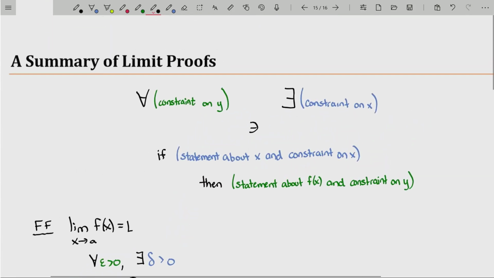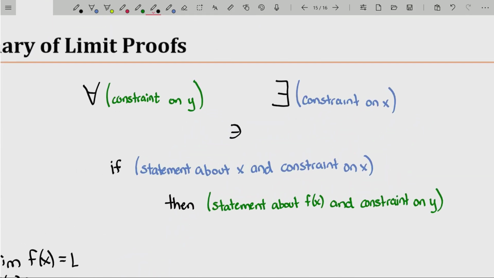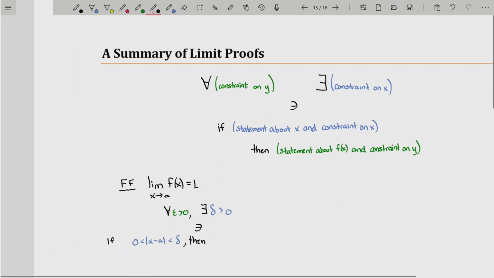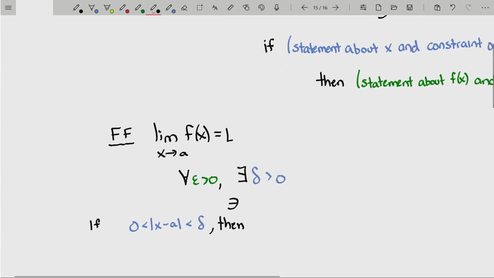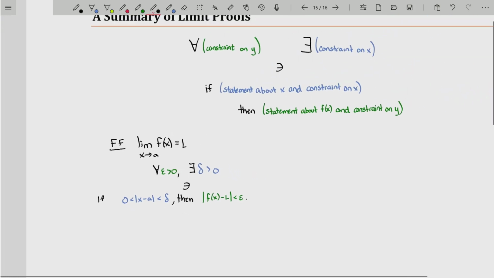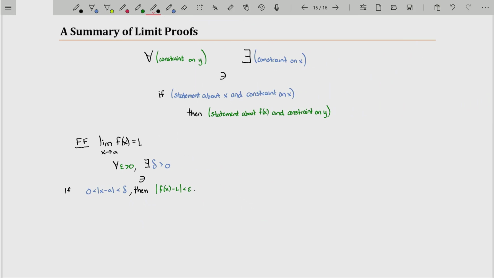And then the then statement is a statement about the function and the constraint that you have way up here on y. So let's see. In the finite-finite case, or the epsilon-delta case, the statement about the function is the function's getting really close to the limit L. And the constraint is we have an epsilon neighborhood. So that means that we're dealing with the distance between f and L being less than some epsilon. And that is the structure of the finite-finite case. All of the proofs follow this structure.